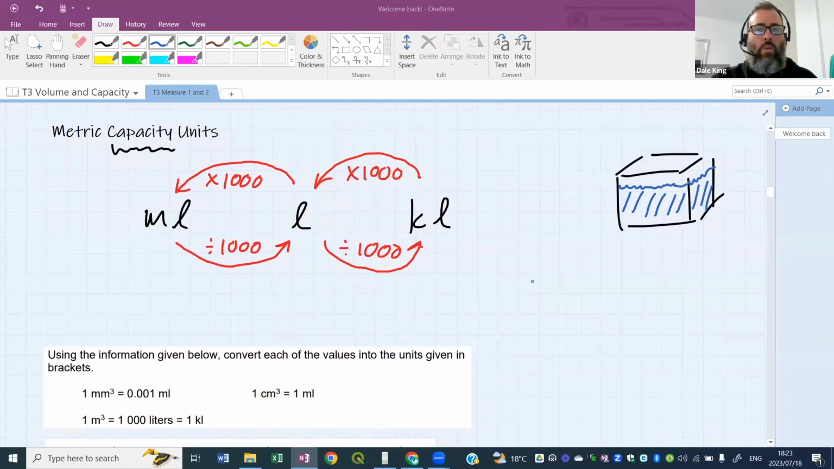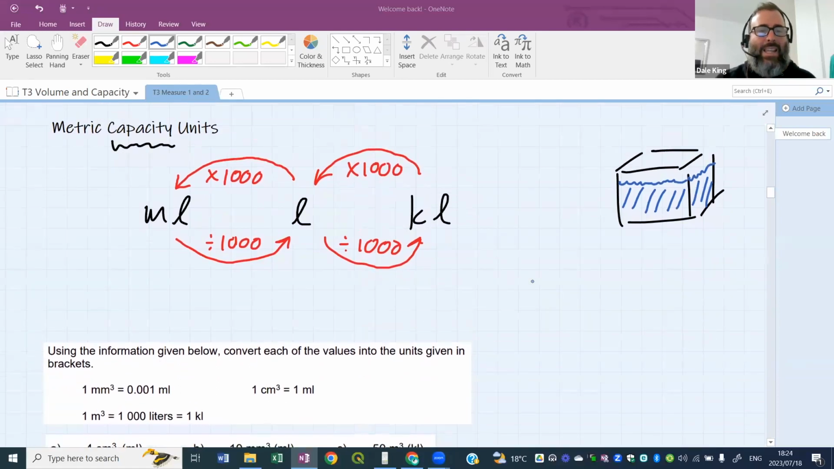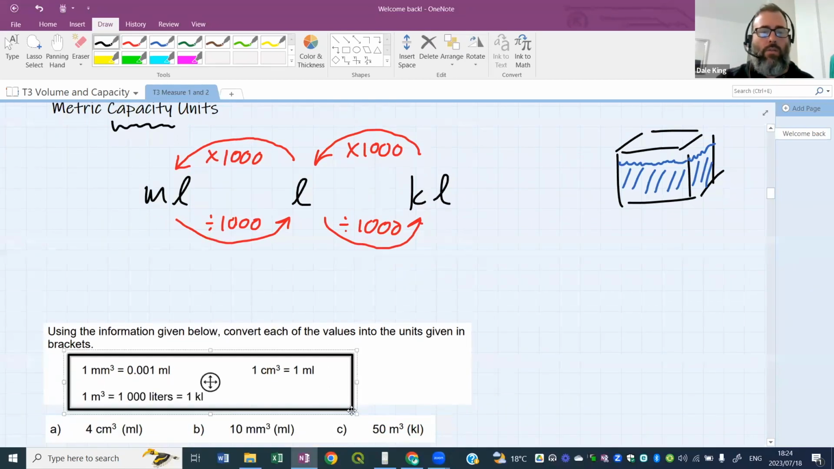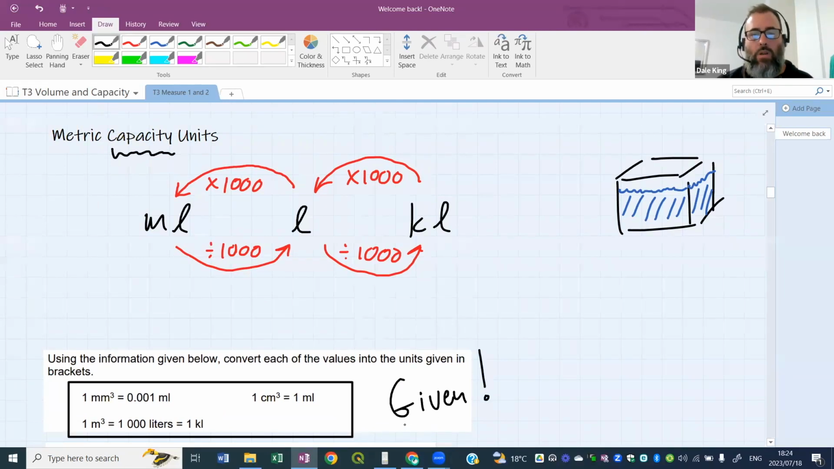So when we convert between volume and capacity, we need conversions. Now down here at the bottom, I don't want to show you the questions yet. These are the conversions that they'll give you. They have to give it to you. You're not expected to know this. These conversions between volume and capacity are given. Thank goodness.